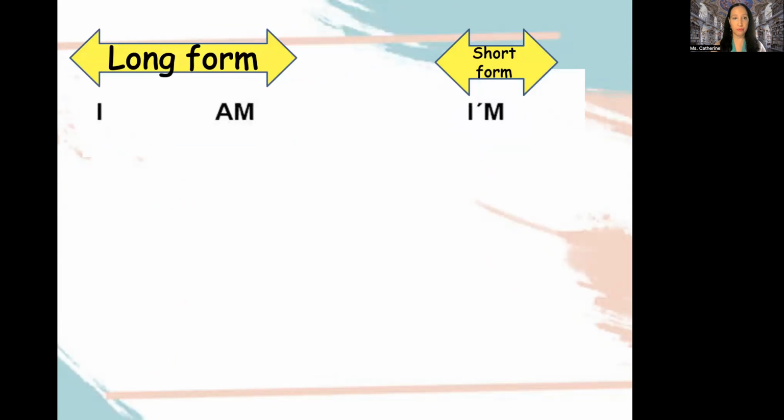Now, the long form of I am becomes I'm. Repeat that. We're going to repeat long form together and short form together. Let's say it together. I am, I'm. It's a tough one. I'm.